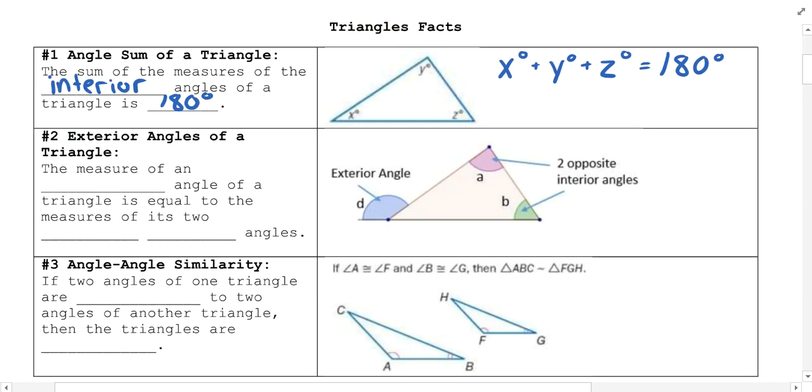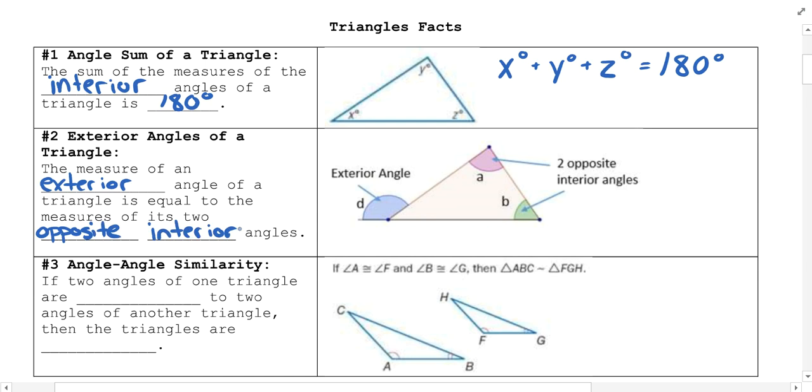Our second triangle fact is called exterior angles of a triangle, or the exterior angle theorem. This theorem, or this fact, states the measure of an exterior angle of a triangle is equal to the sum of the measures of its two opposite interior angles.